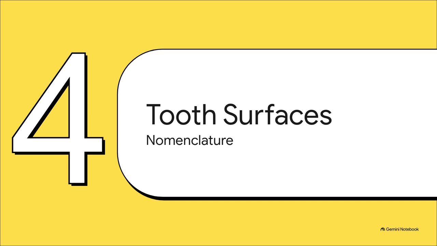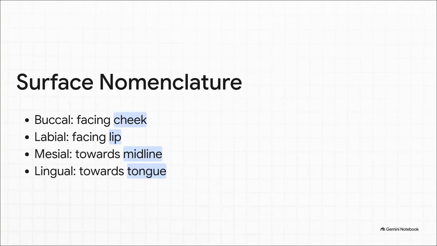Okay, rounding out today with section 4, nomenclature of tooth surfaces. Because listen, once you know the tooth number, whether you're using Palmer, Universal, or FDI, you still have to describe its specific surfaces. You can't communicate accurately about cavities, restorations, or pathologies without this.